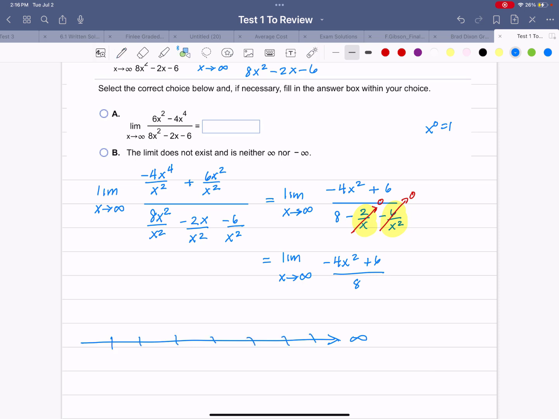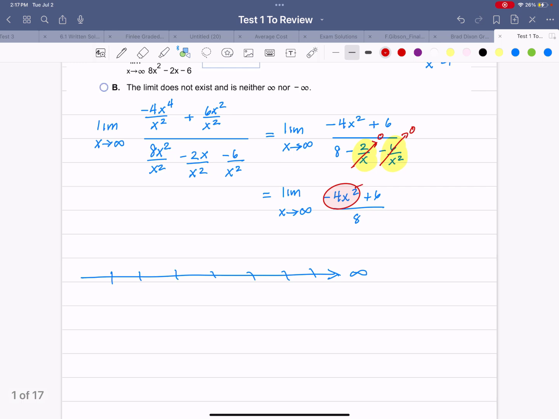This expression, the first one, the negative 4x squared, is going to be a negative 4 times a larger and larger positive number, because x squared is positive and it's going toward positive infinity. So this thing right here is going toward negative infinity, because it's a negative 4 times a larger and larger number. So technically it's going this way toward negative infinity.